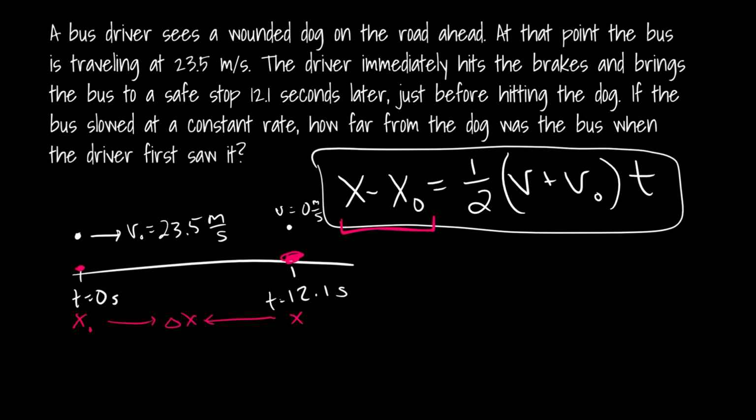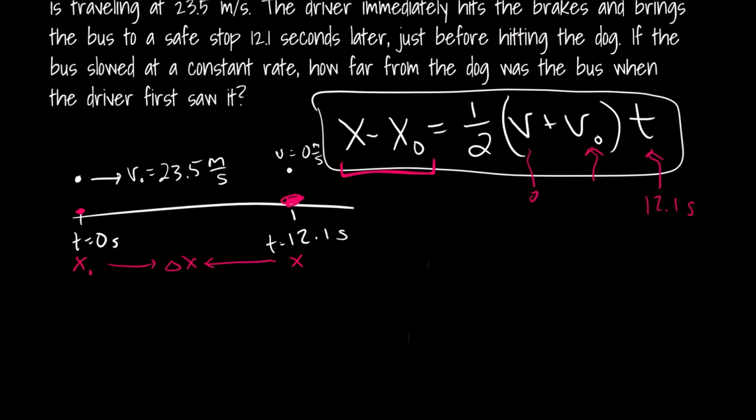So the key to this, when you want to know how to use this equation, is that you don't have any acceleration. The problem doesn't give any acceleration value. It does say the bus slowed at a constant rate, so we know that it's constant acceleration, but we don't know what that value is. We do, however, have information about the initial velocity, the final velocity, which is 0, and the amount of time it took, 12.1 seconds. So this equation actually is already set up for us to solve for displacement. All we need to do is plug in our numbers.